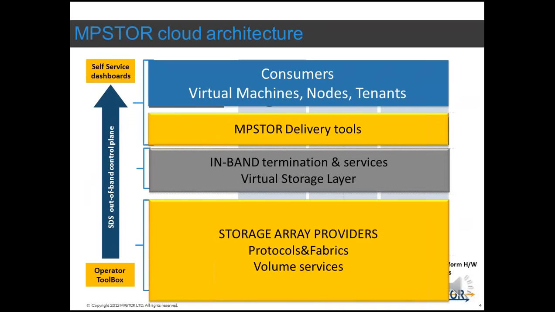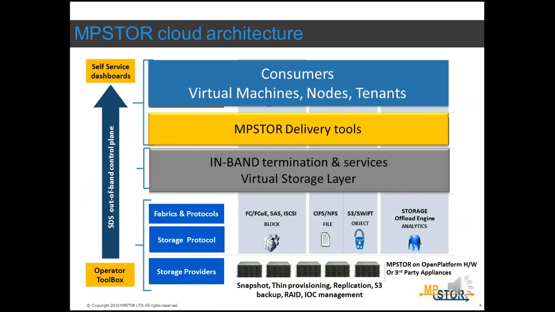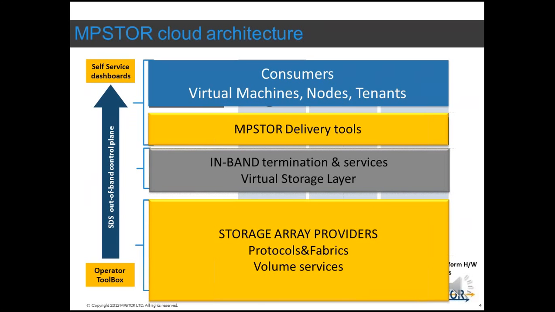And when you deploy all of that within a data center, you have an architecture which looks something like this. 4 core components of it. All the management of storage array providers across multiple protocols and fabrics. This in-band termination of all of the storage. The various delivery tools up to the various consumers. And today the consumer that we're principally interested in is the virtual machine, because that's what we're going to be showing how to do in the DR site. And then finally, the out-of-band control plane.